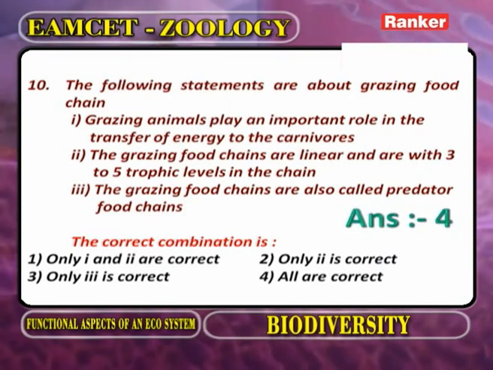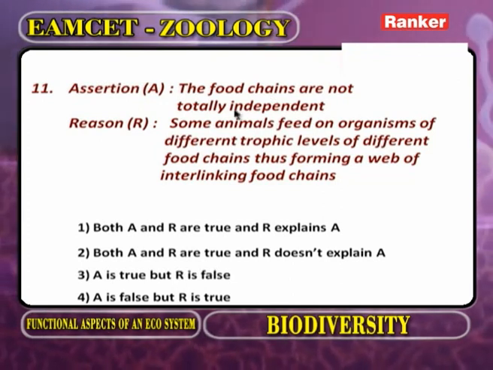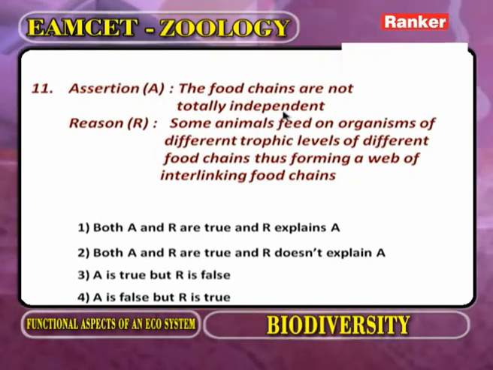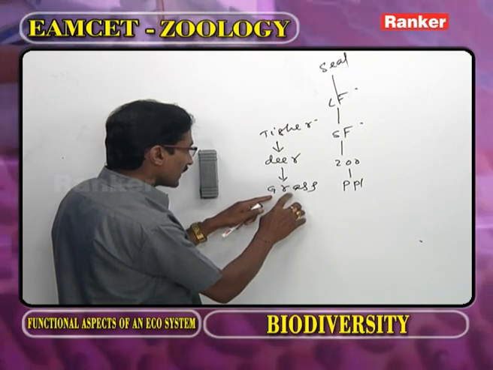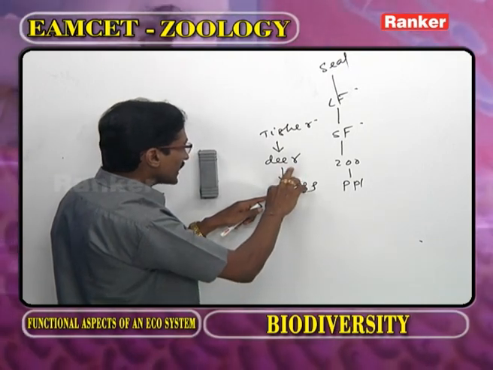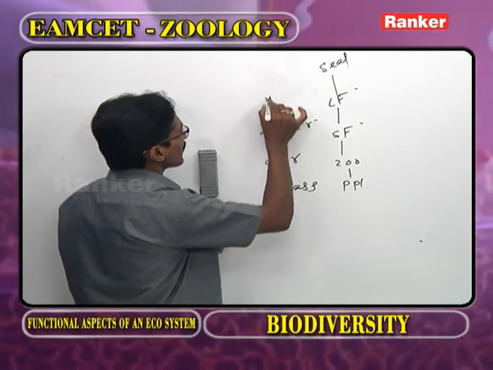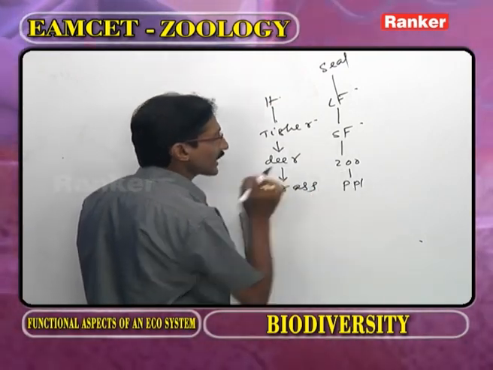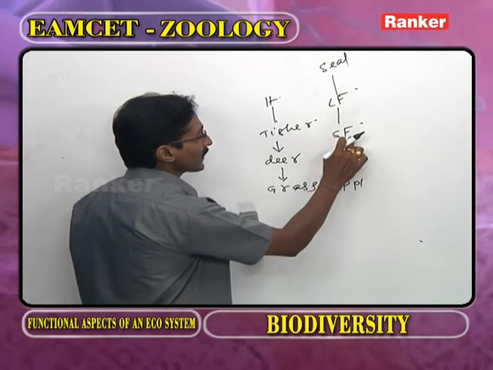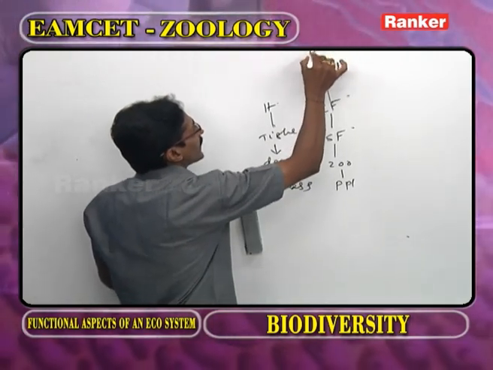Now we go for the next question. Assertion: the food chains are not totally independent. Now you have to observe the food chains. Now this is one food chain. Here, as we observe the food chain, the grass is eaten by a deer. The deer is eaten by a tiger. The tiger is eaten by a hawk. Now what is the next example? Phytoplankton is eaten by zooplankton, eaten by small fish, eaten by large fish, eaten by a seal. Now it is eaten by a hawk.